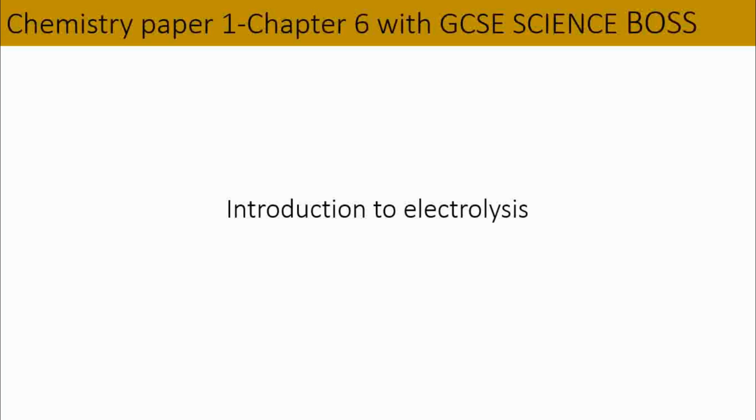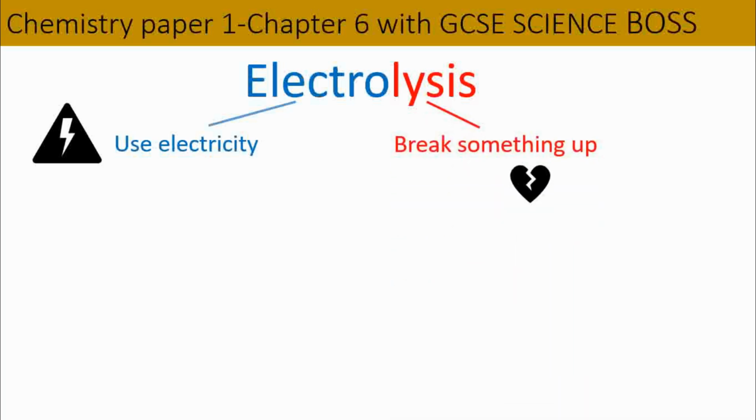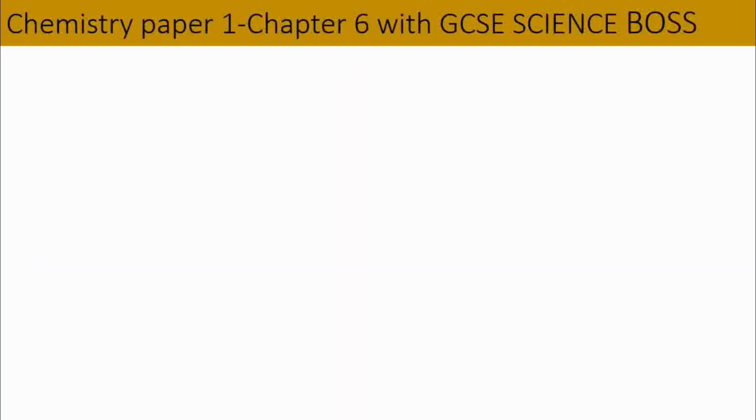So let's look at the first bit, introduction to electrolysis. When you think about the word electrolysis, just think about that bit electro, which just means electricity. So you're using electricity, and the suffix lysis just means to split, to break something up. So electrolysis is by definition using electricity or an electric current to break up a substance. That substance is normally an ionic substance which can be molten or dissolved in water, and then when it breaks up it breaks up into its different ions. So you can write that definition down.